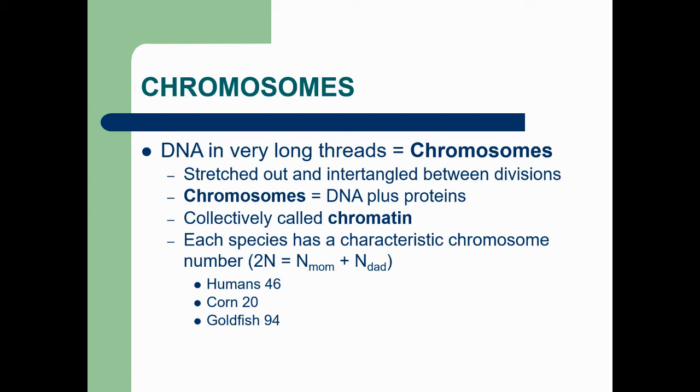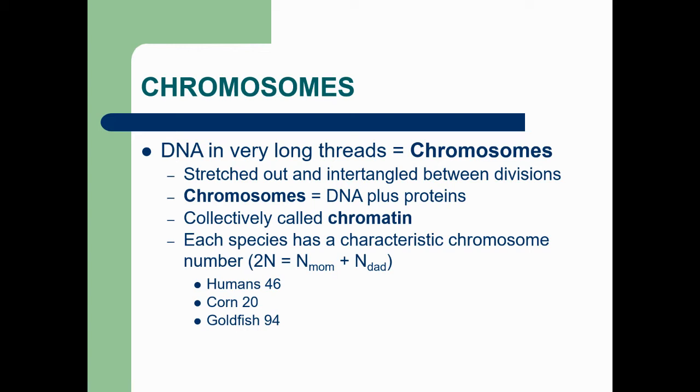So we don't have to worry about a specific number. If we used 46, we would really be referring to humans. There are a couple other species that have 46 chromosomes, but the size and the length and the genes carried on those differs from humans, so they are distinct. If we used 20, we'd only be talking about corn or goldfish. 94. So 2N and N, those numbers.